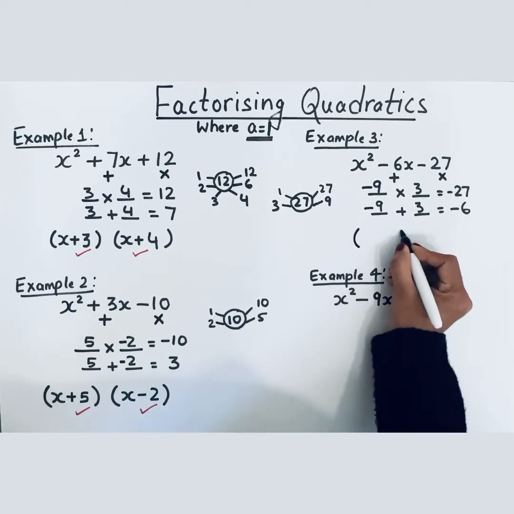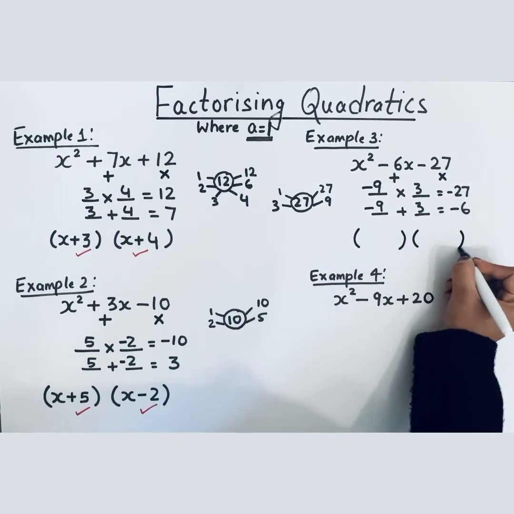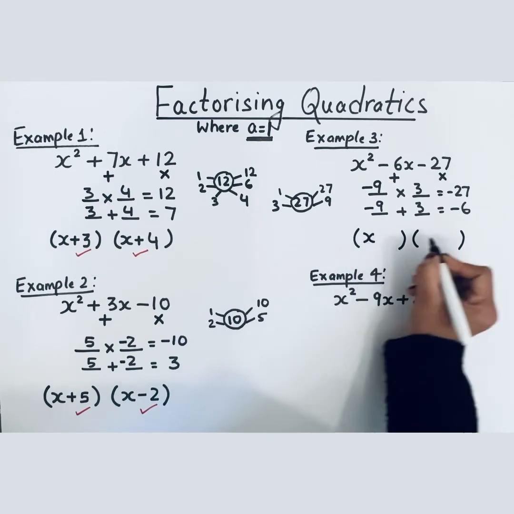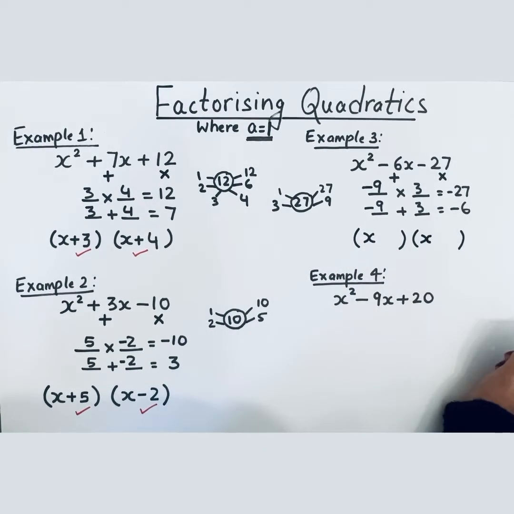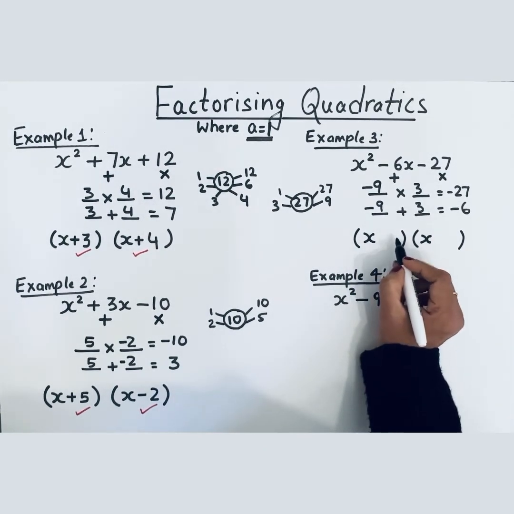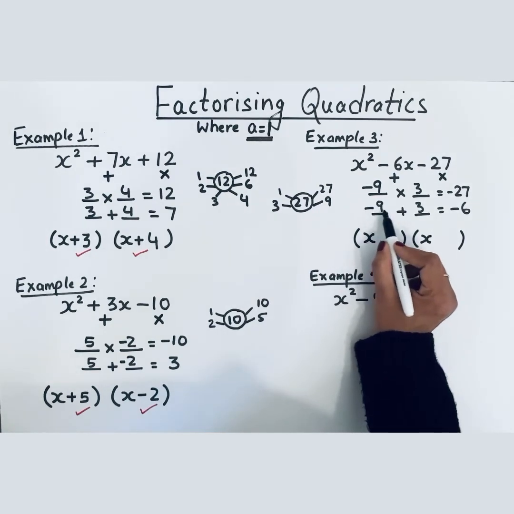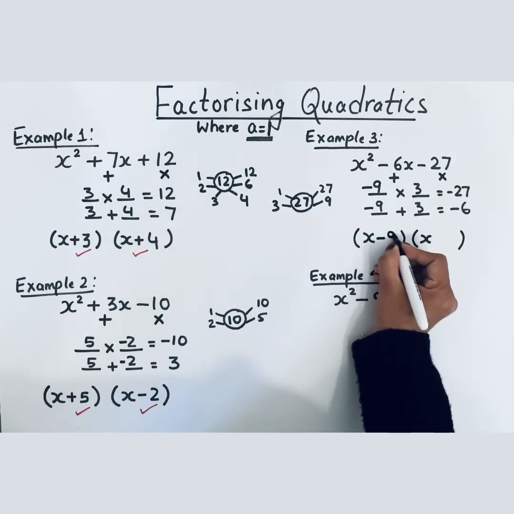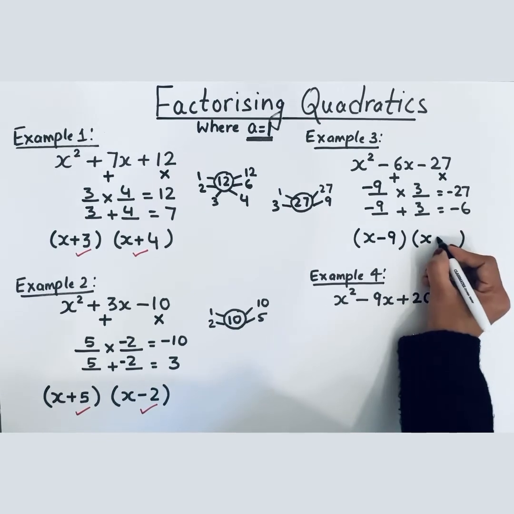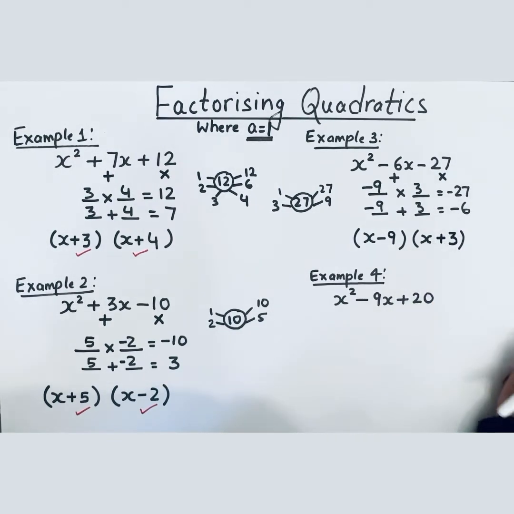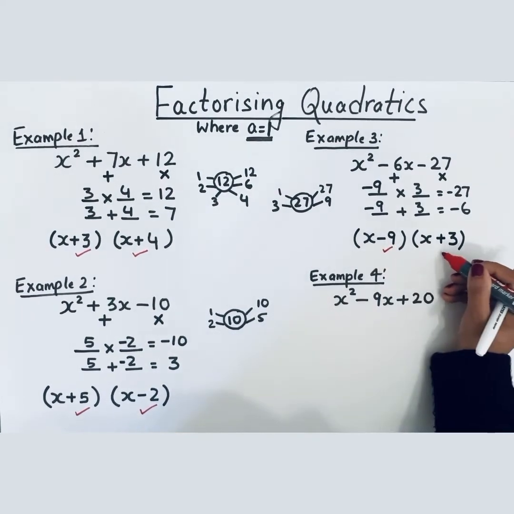Now draw 2 brackets. In each bracket, let's write down x and then write down our numbers. So that's our negative 9, so write down minus 9. Positive 3, so write down plus 3. And that will be your answer. 1 mark for each correct bracket.